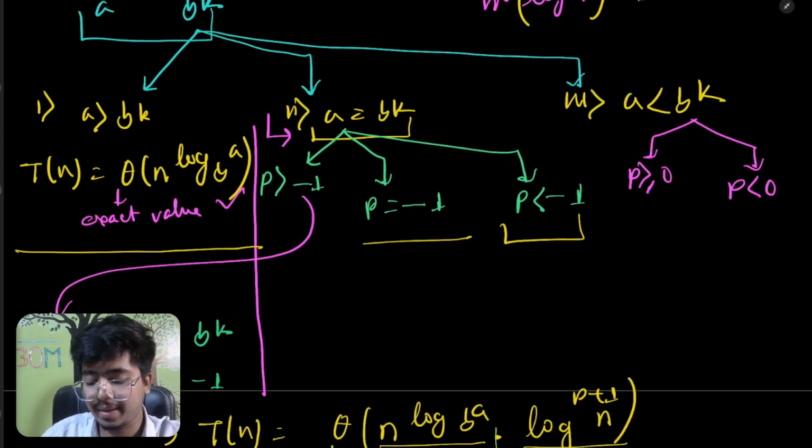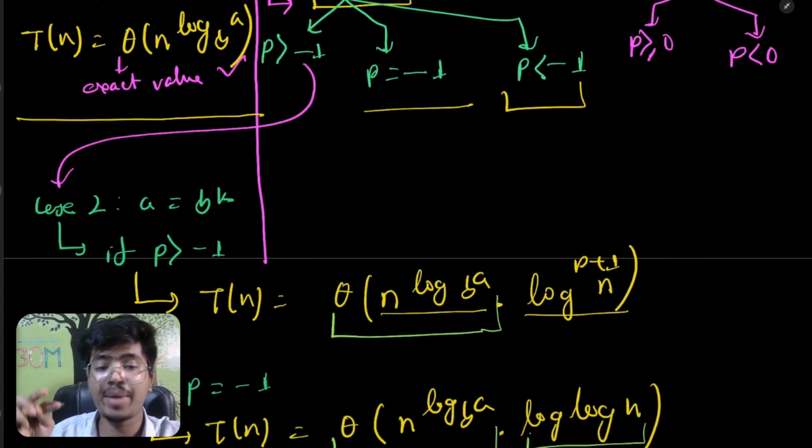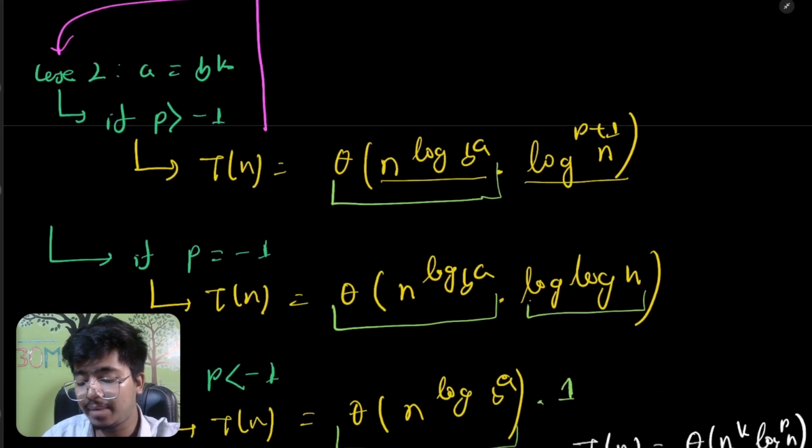So these are the three cases, and depending on the three cases, again we compare with the value of p. If p is greater than -1, p is equal to -1, p is less than -1. If p is greater than -1, then our exact time complexity T(n) is theta of n to the power log a base b into log n to the power 1 plus p. This portion, n to the power log a base b, is fixed for everyone.